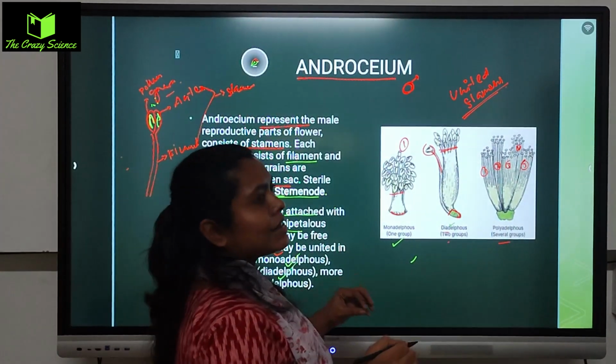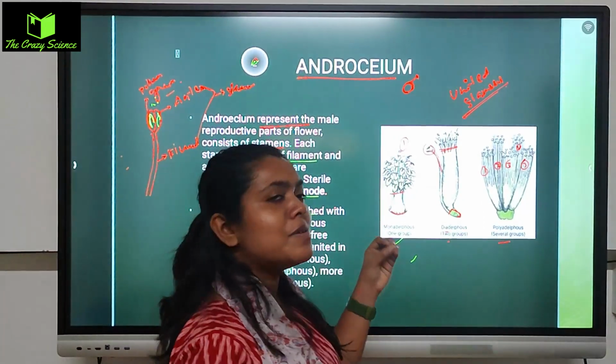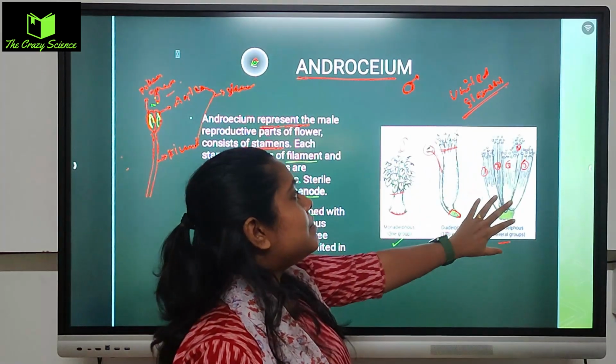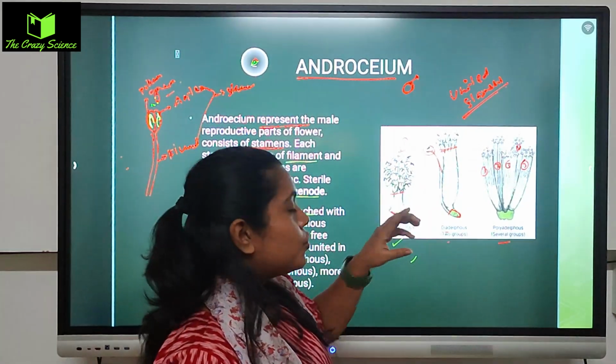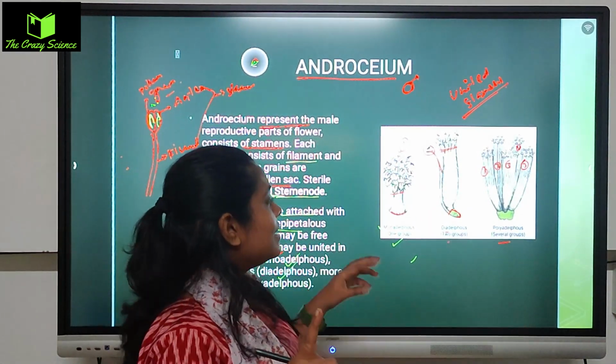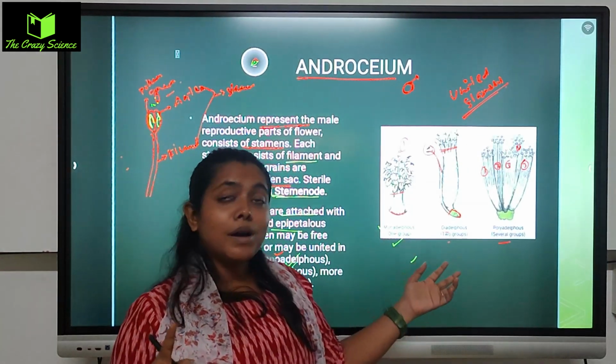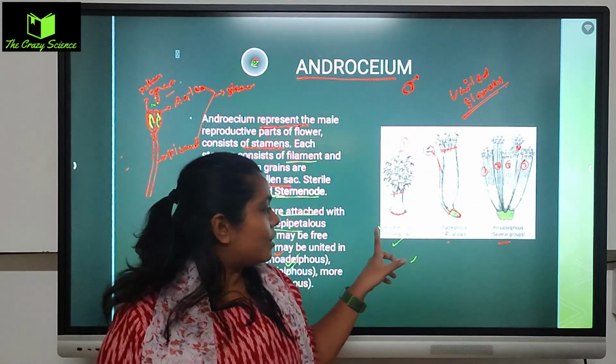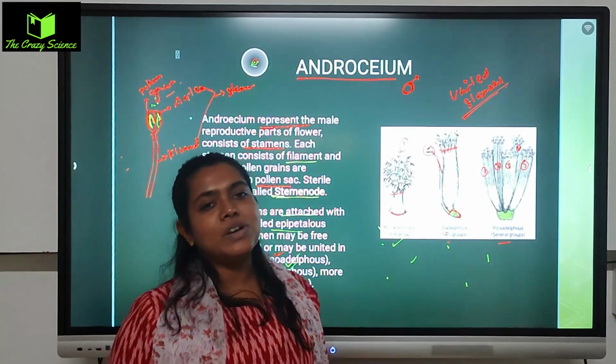Based on one side, on one place, they will be connected to the thalamus or to the female reproductive part, that is called the pistil. So the united stamens may show one single bundle, two bundles, or multiple bundles, but they should be united. They are called mono-, di- and polydelphous.